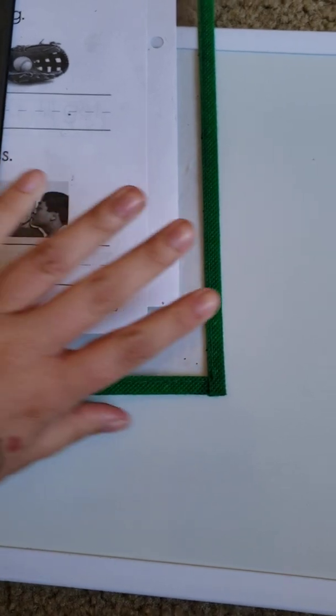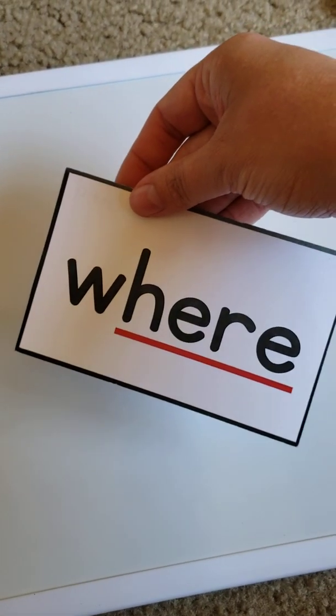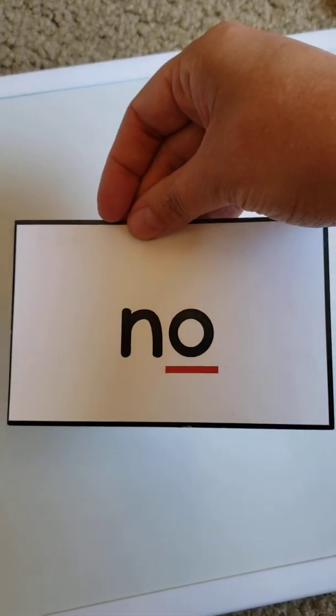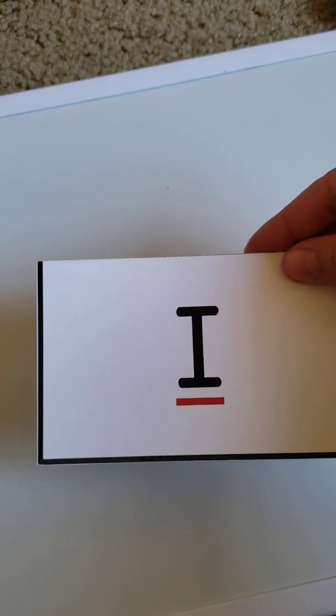Before we do the worksheets part of it, I want to go over our tricky words. On Monday, we had 3 new tricky words. We had where, no, and I. I want to go over all the tricky words. These are all the tricky words we have learned since the beginning, just to practice.